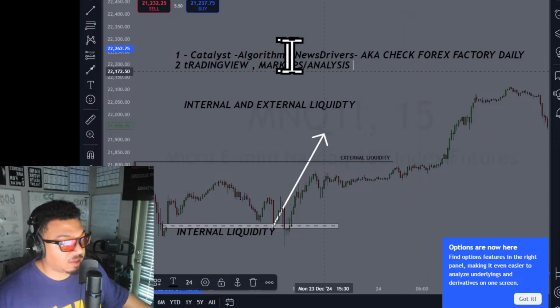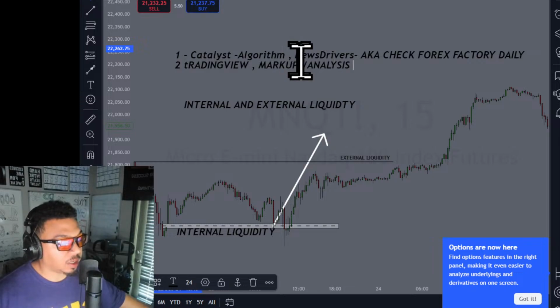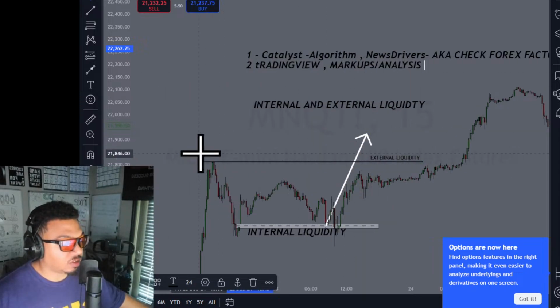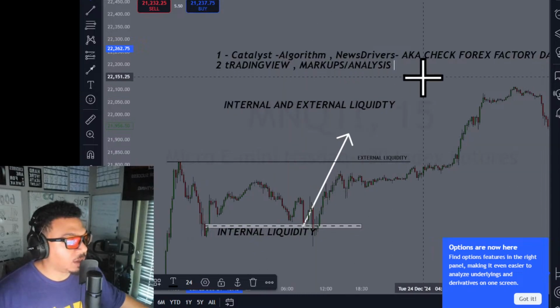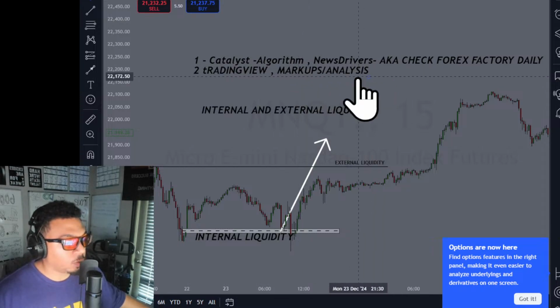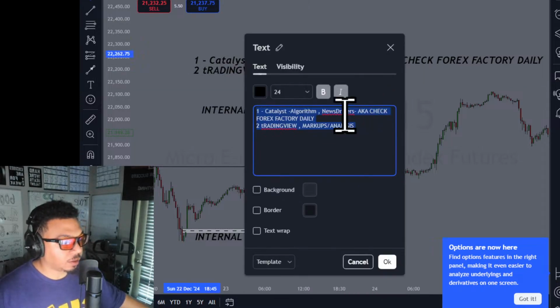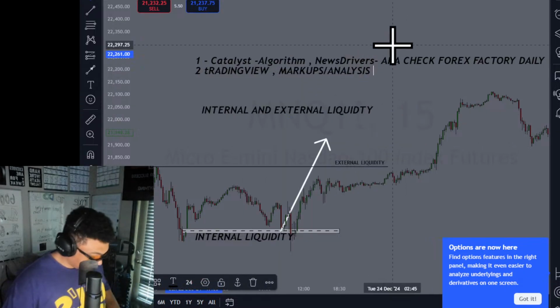First thing is the catalyst, the algorithm, right? It's basically a computer program that efficiently books price, seeking buy stops and sell stops within the market. External liquidity, there's somebody's stop losses above here. Internal liquidity, somebody's stop losses here and below here as well. So you want to understand that when you use TradingView to do markups and analysis, what we're looking for is liquidity, right? We want to identify liquidity. So that's step 3 in there. I'm going to add that.